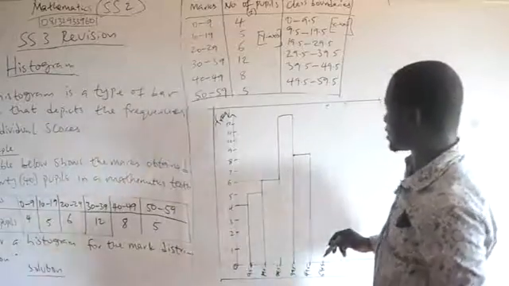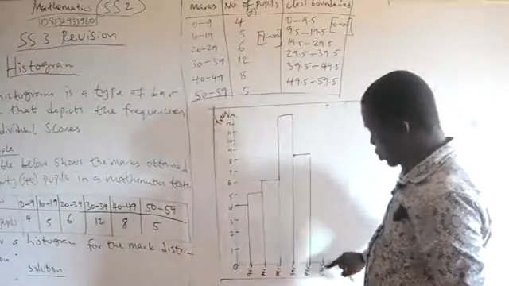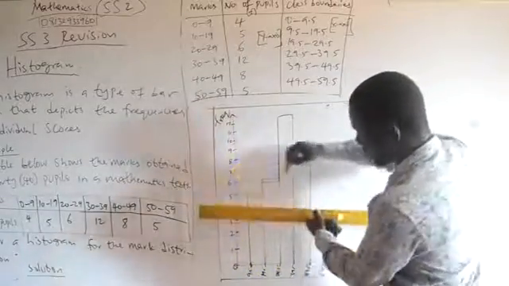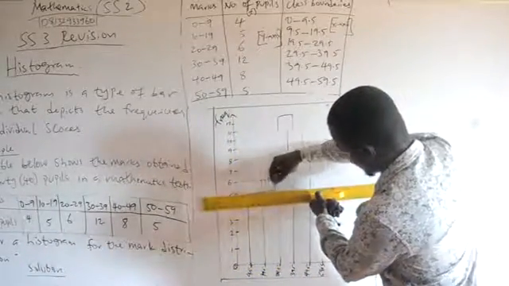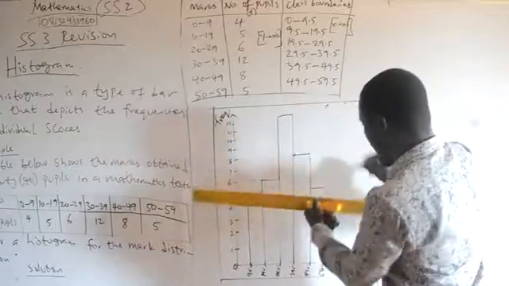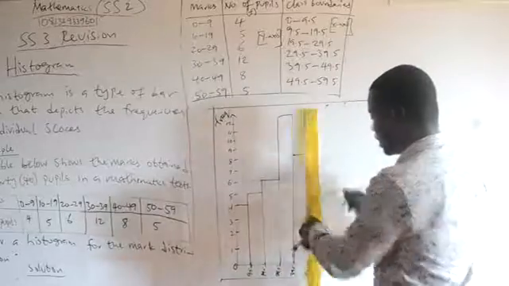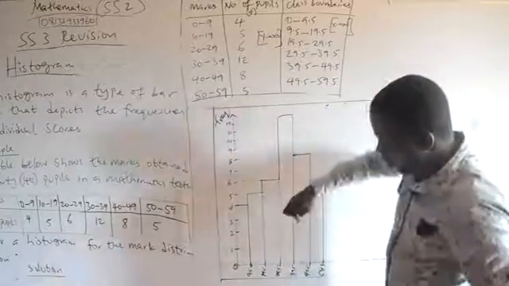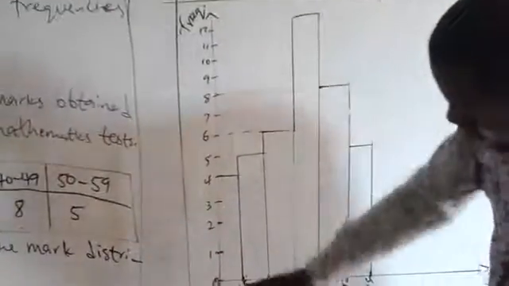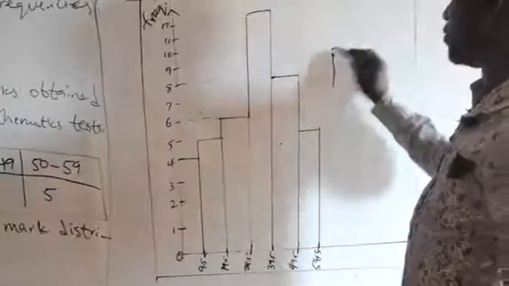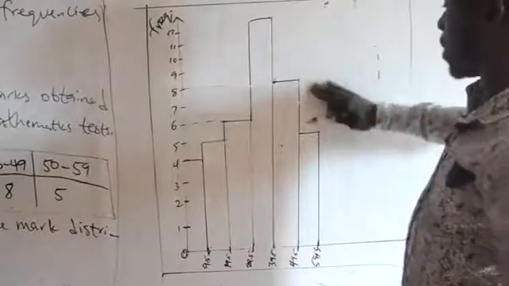Then the last one, 49.5 to 59.5. The frequency from the table is 5. So it has the same height as the other 5. Each of the bars is 1 cm wide, a space of 1 centimeter for each of them. Some of you like to use 2 centimeters, so I now have a very big bar that is 1 centimeter.